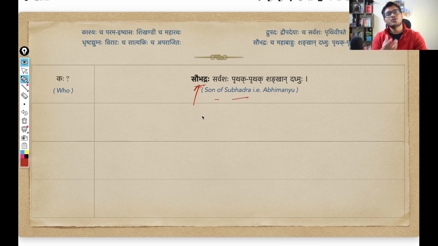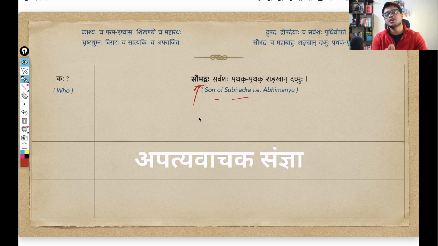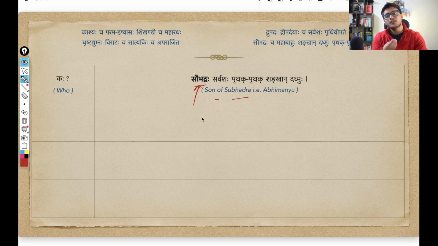Saubhadra, these kinds of words are known as apatya vachak sangya. Apatya vachak sangya simply means a noun that is derived from some other noun. So Saubhadra, you can already guess, is derived from his mother's name Subhadra. The descendant of Subhadra, the son of Subhadra, is called Saubhadra. Just as descendants of Pandu are called Pandava, descendants of Kuru are called Kaurava.